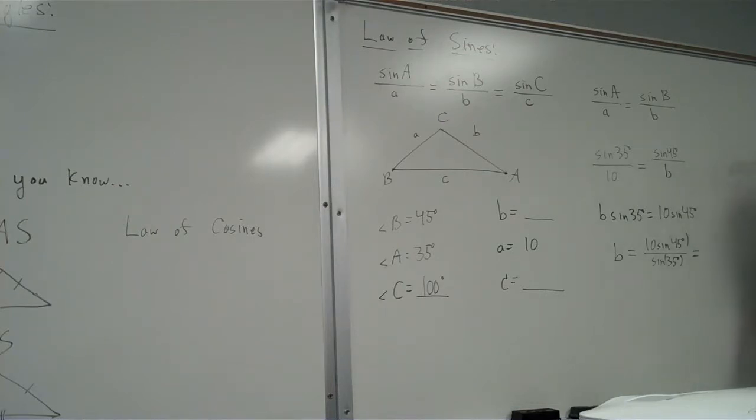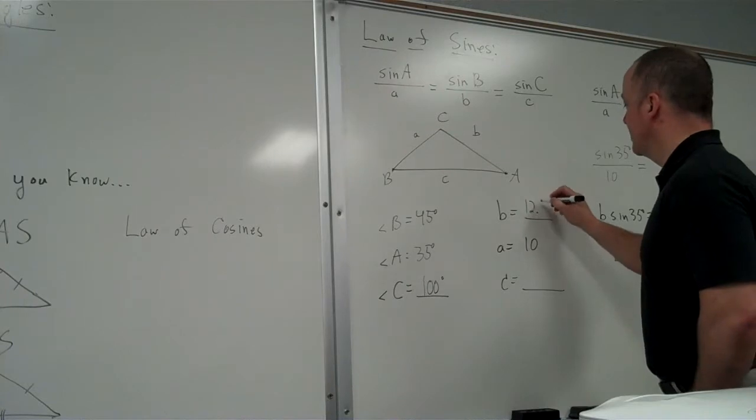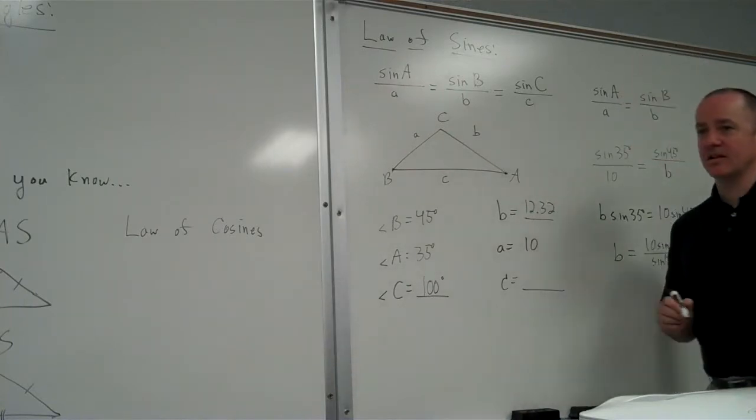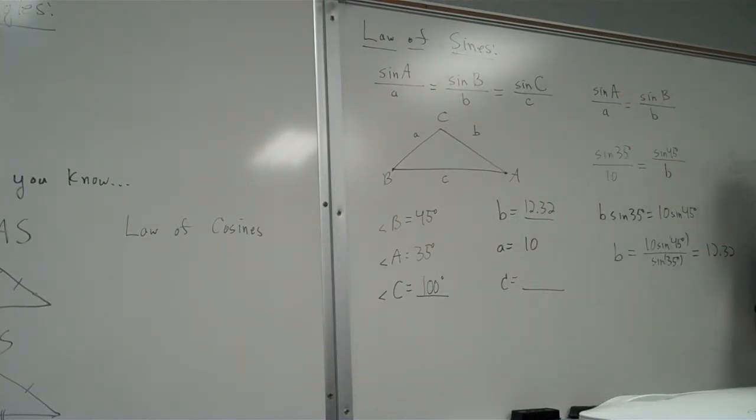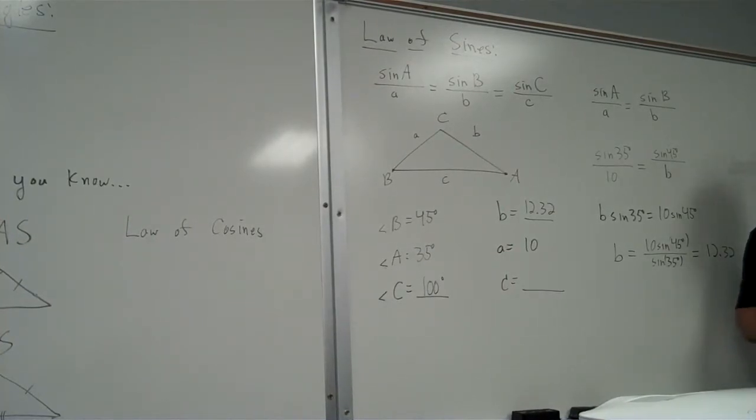Alright, so who's got a calculator handy to tell me what this is? 12.32. Okay, next question. You have to put it in degree mode, right? If you're going to use 45 and 35, yes. You can't do the Pythagorean theorem, can you?